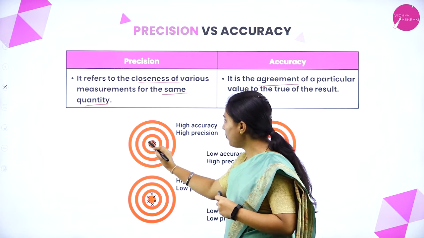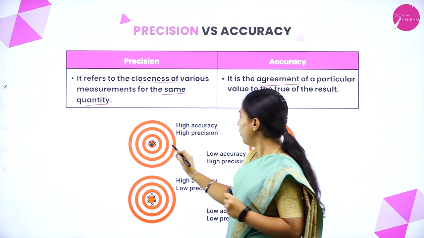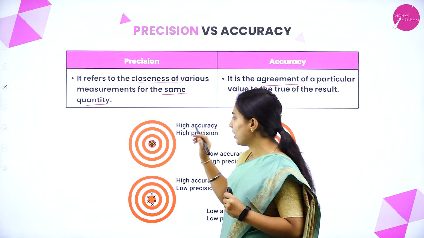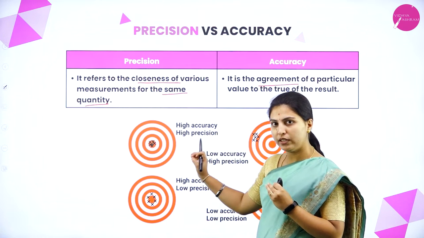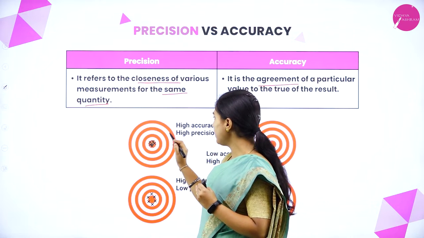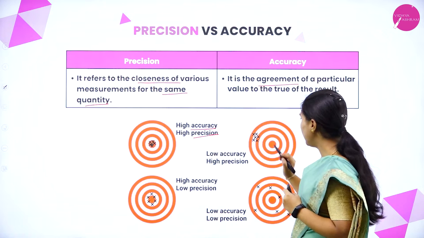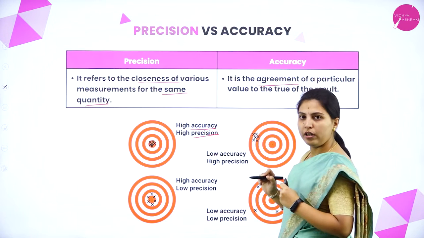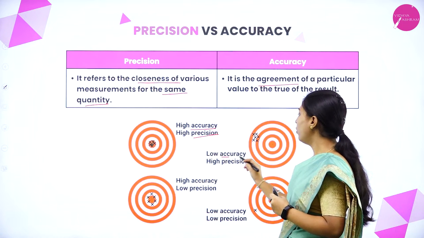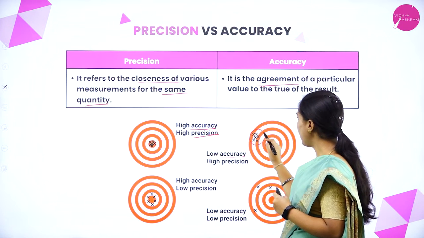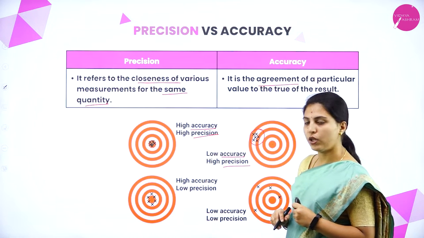See here, the middle range is the correct true result. The measured points are all in one group, all the points reaching one group only. So, that is accurate and also precise. See here, this is a true value, but no point is near the true value. So, low accuracy, but all the measurements are near to one another. So, it is precise.